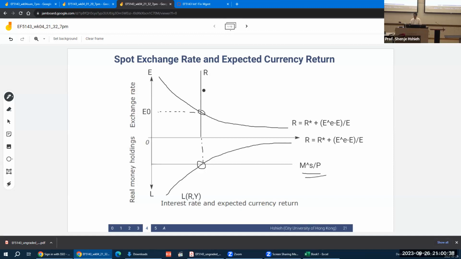So that's all we did. Really there are only two equations: the UIP equation and MS over P equals L. With these two equations, you can make all sorts of predictions, but some people don't like the math. That's fine, here are the graphs, for people who are visual learners. This is how it looks graphically if you decide to combine these two equations together.